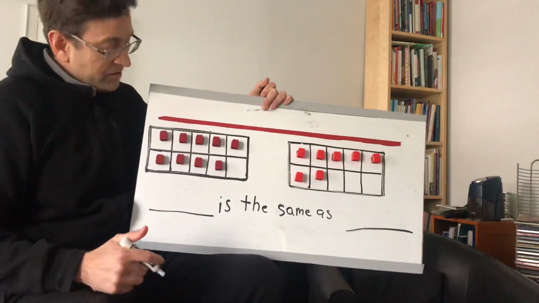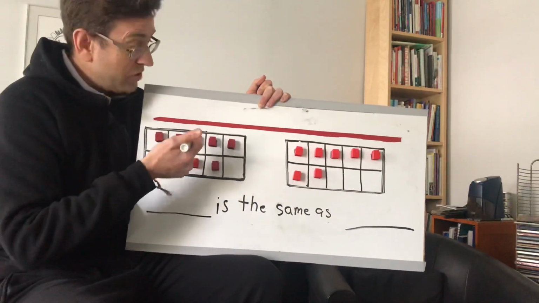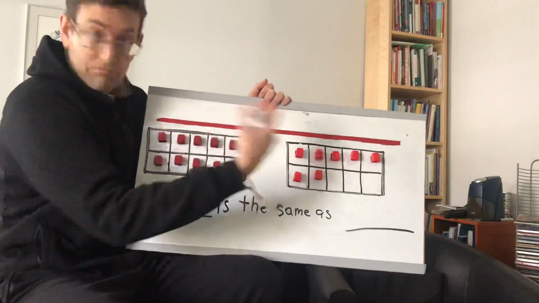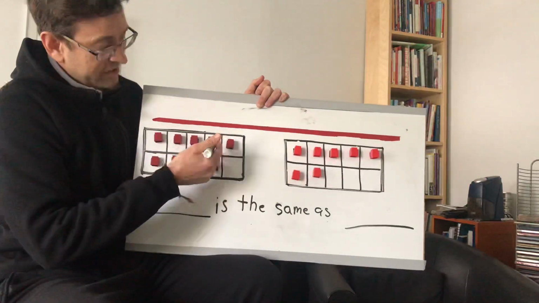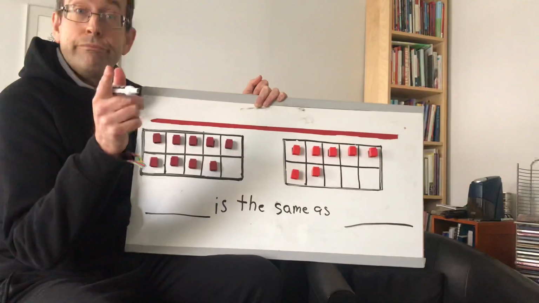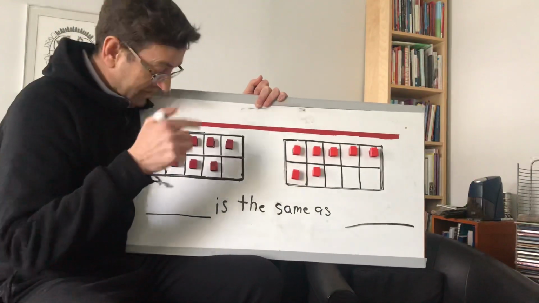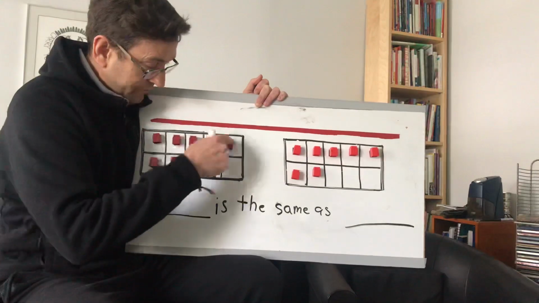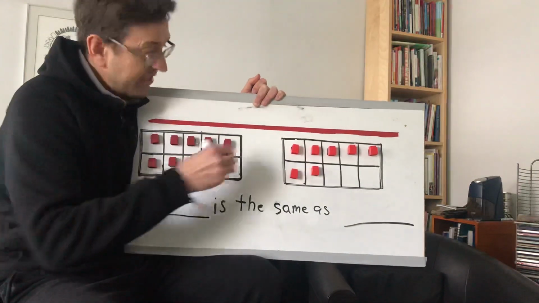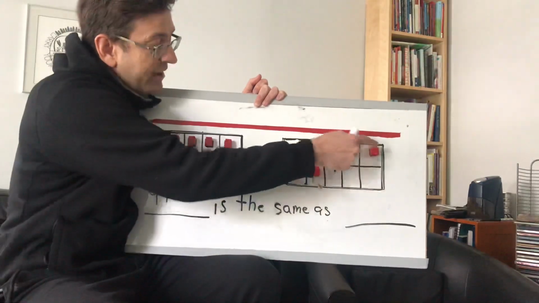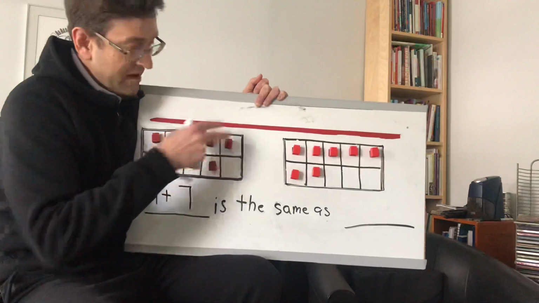All right, so if we were going to write an addition sentence to represent this model, our addition sentence might say what? Might say 1, 2, 3, 4, 5, 6, 7, 8, 9. It might say 9 plus 1, 2, 3, 4, 5, 6, 7. 9 plus 7. So we have 9 plus 7.